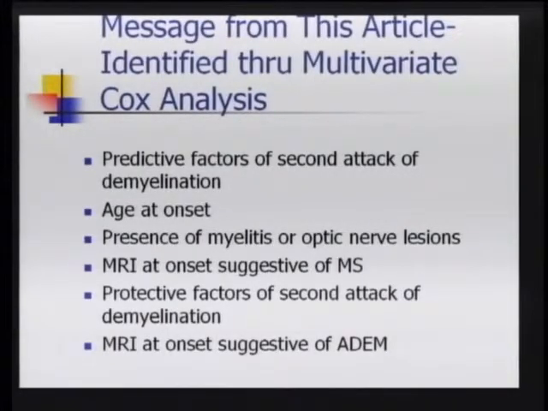So the predictive factors of a second attack of demyelination: age of onset. The older the age of onset, the more likely you were to develop a second episode of demyelination. Presence of myelitis or optic nerve lesions increases the risk. An MRI, of course, suggestive of pediatric MS. And then finally, the protective factors, or factors that suggested that you wouldn't have a second attack: an MRI at the onset suggestive of ADEM, which is for the most part a monophasic event.